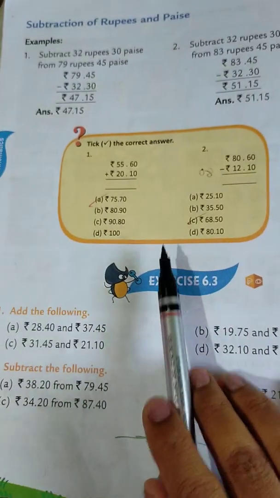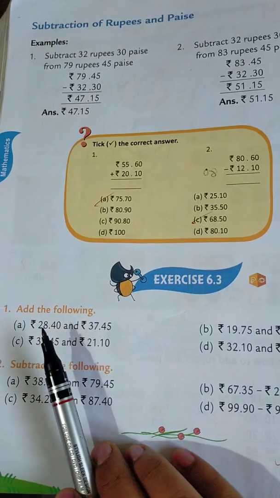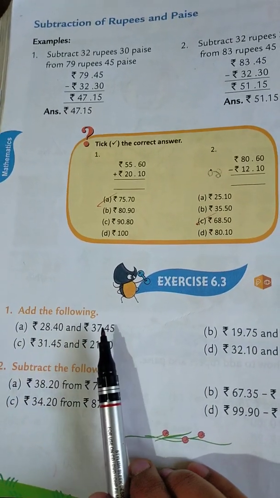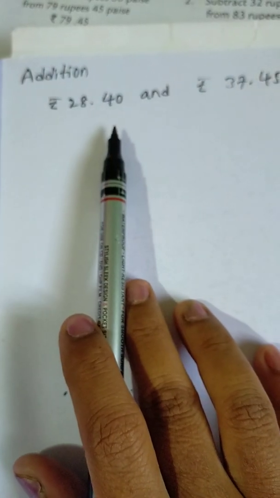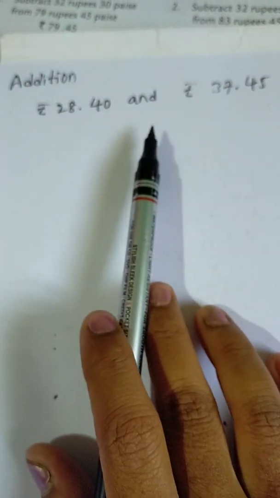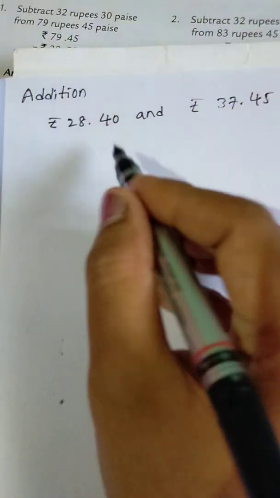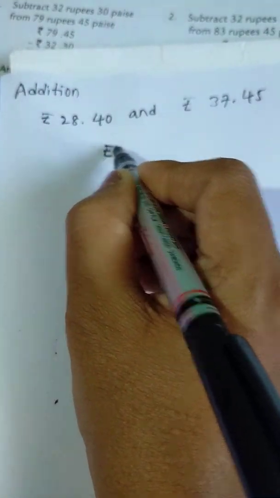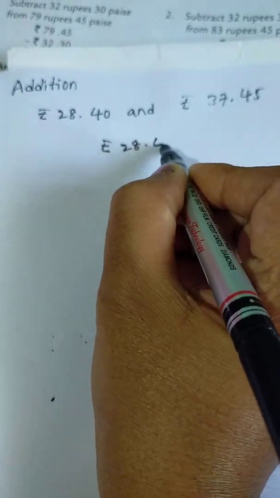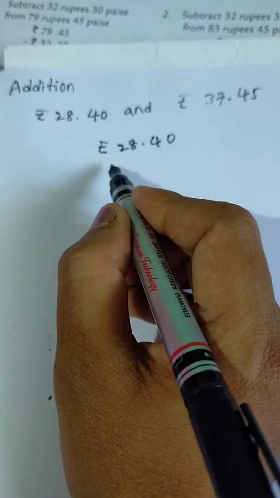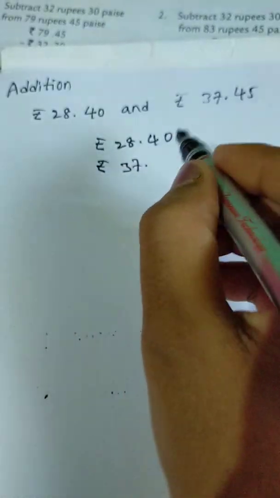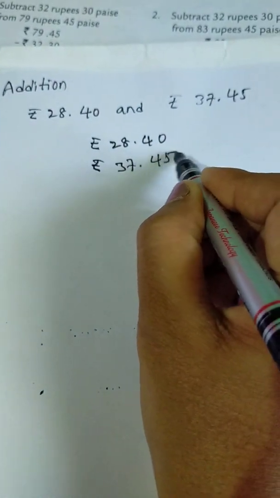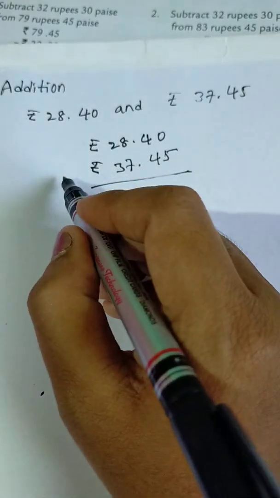All of you look here. Exercise 6.3. First one, add the following. I will give you an example of how to add rupees and paise. Take the first one: 28 rupees 40 paise and the second one, 37 rupees 45 paise.